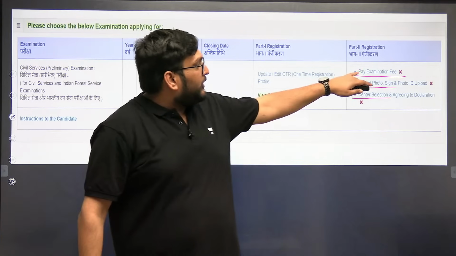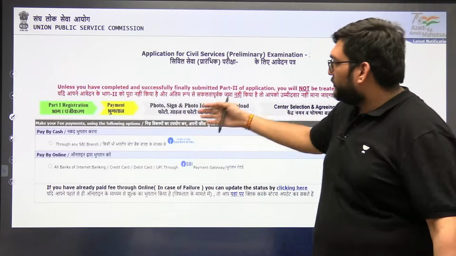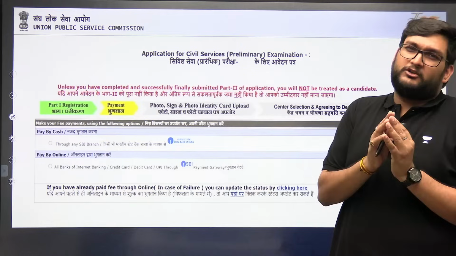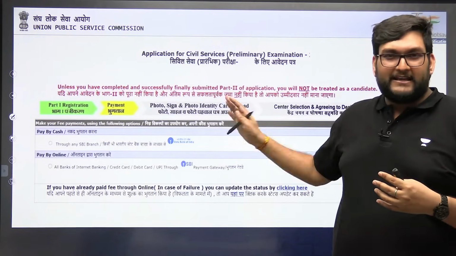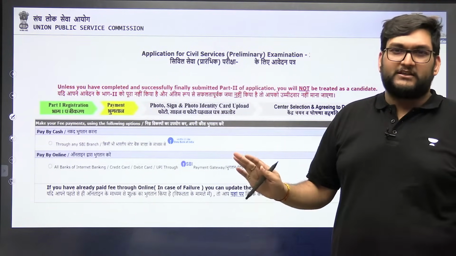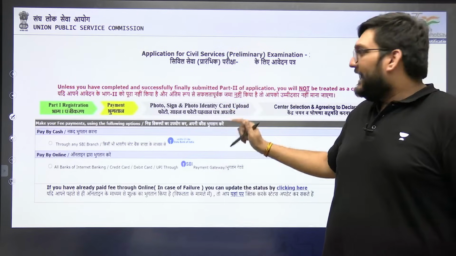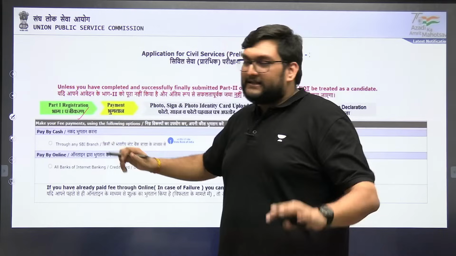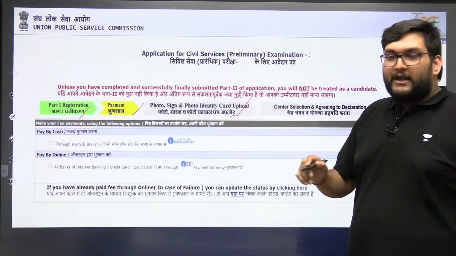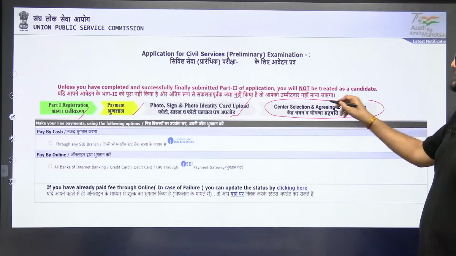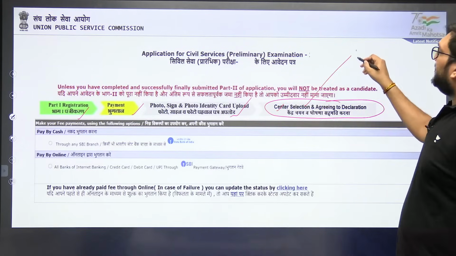When you click on pay the fees, it will show you something like this. Don't try to take a challan. SBI, UPI, SBI net banking works. Everybody is doing digital transactions, so you can do that. Now you see here, first part is done, second part is payment, photos you have to upload, and then in the end it will show you select center for prelims.